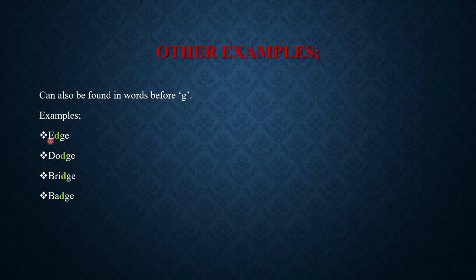Look at these examples. In the word age, D is silent. In the word dodge, dodge has D coming out as a silent letter. Bridge, badge, and many others. So we are looking at letter D coming before letter G, making D to be silent. So you pronounce the words accordingly and you follow the rules.